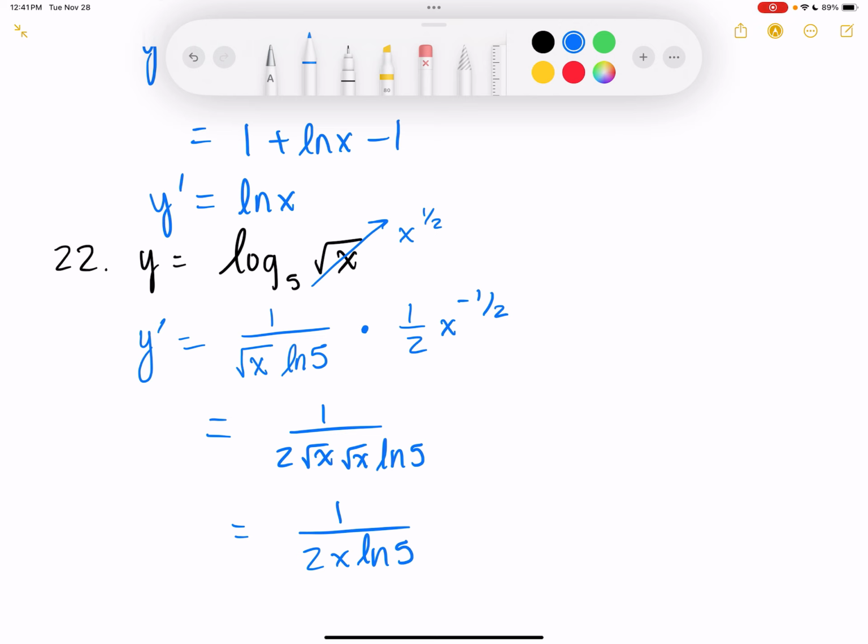And something we probably shouldn't forget. If we go back to our original, what can x only be? Positive. So the book notes that it should be for x greater than 0, but I wouldn't mark off if you didn't have that, just more of an FYI. And we can't have a 0 inside the log, so that's why it can't be 0.